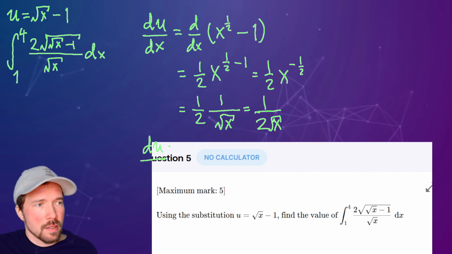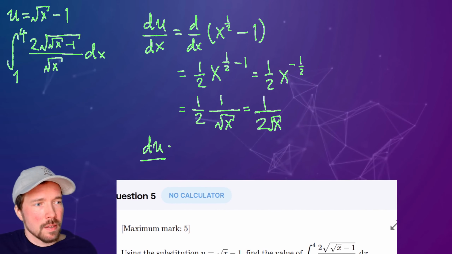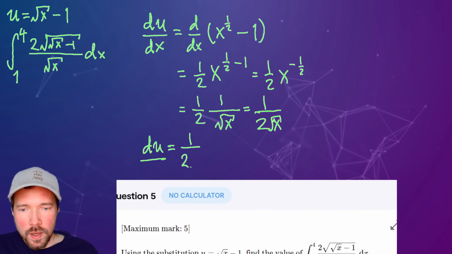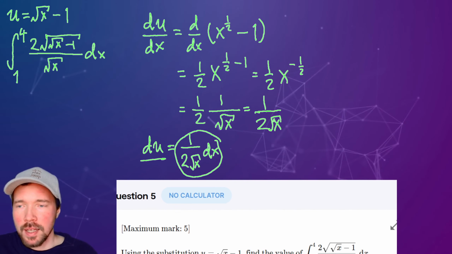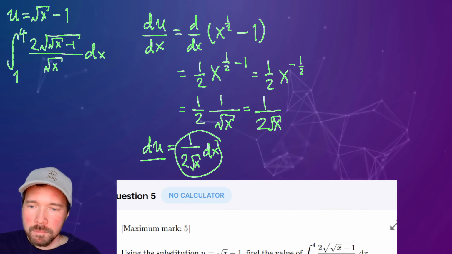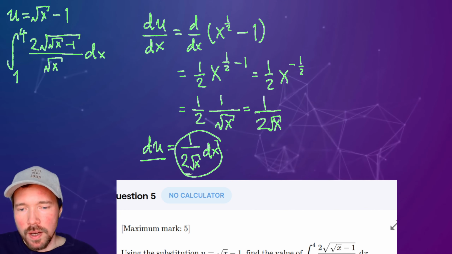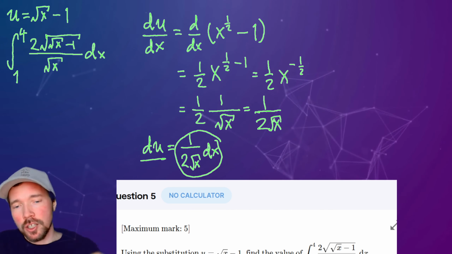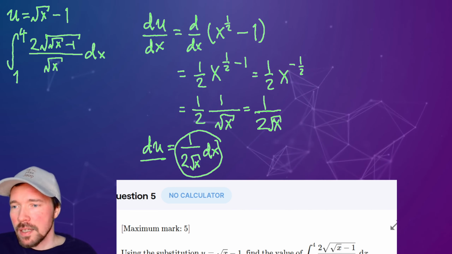Sorry guys, didn't mean to do this. Just gonna move this. Yes, yeah, still here. Differential is equal to this. I mean, that's one way to put it. Another way to put it is that this 1 divided by 2 square root of x is the derivative of the internal function in this integral. Anyway, let's see what happens.